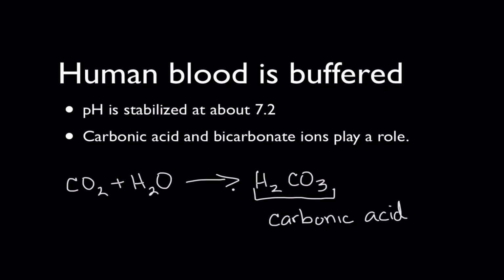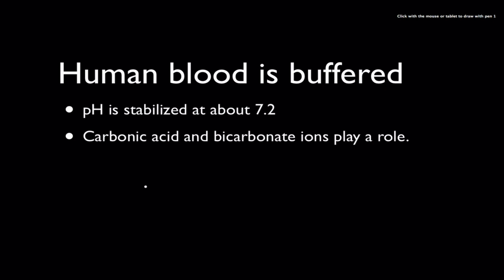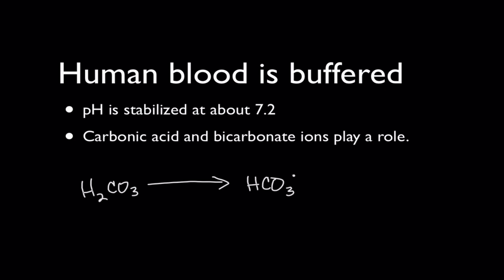Now, carbonic acid acts as a buffer, and let me show you how that works. Carbonic acid, H2CO3, will dissociate into HCO3 minus plus H plus. So that means carbonic acid is a weak acid, because remember, acids release hydrogen ions. Carbonic acid, when mixed with water, produces the bicarbonate ion, or bicarbonate, and H plus.